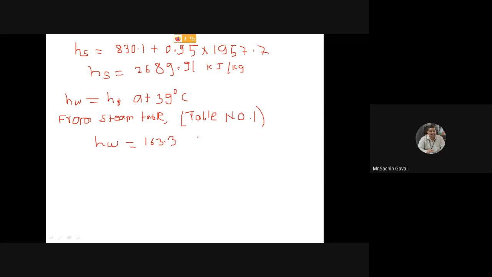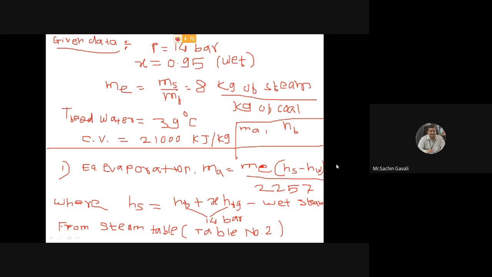Correct, na? You should write HW is equal to ... kilojoule per kg. Everybody getting the value directly? Or shall I open my steam table? Not necessary, na? So from steam table, table number 1, HW is equal to 163.3 kilojoule per kg. Okay, Shaneshwar Misra, 163.32, correct, no problem.